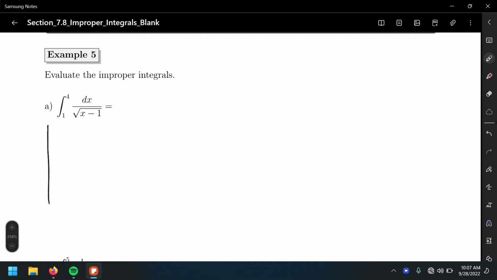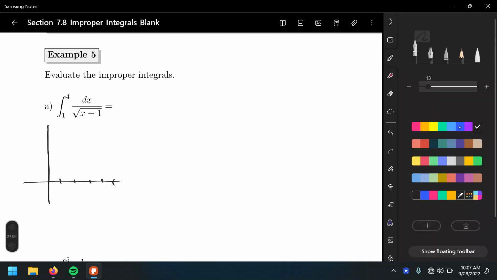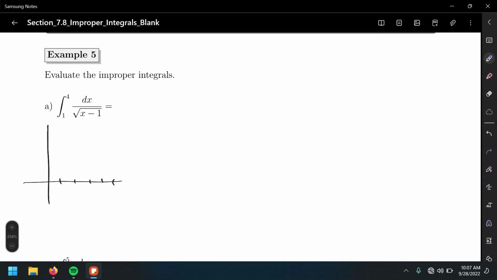And that's actually going to be represented by a vertical asymptote in this case. So we're going to have a vertical asymptote at x equals 1, and it's going to look like this. And in this case, we're integrating from 1 to 4. Notice the lower limit of integration is the actual discontinuity. So for this reason, we need to set this integral in the form of a limit problem.